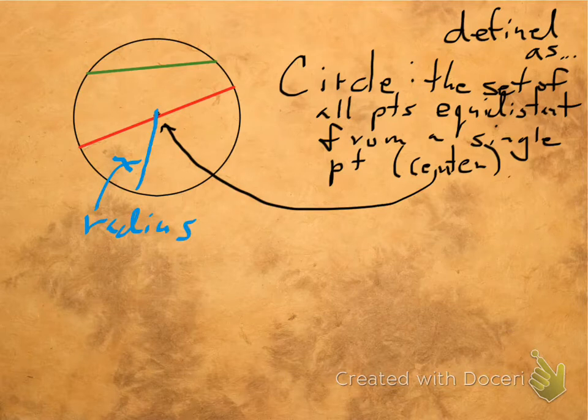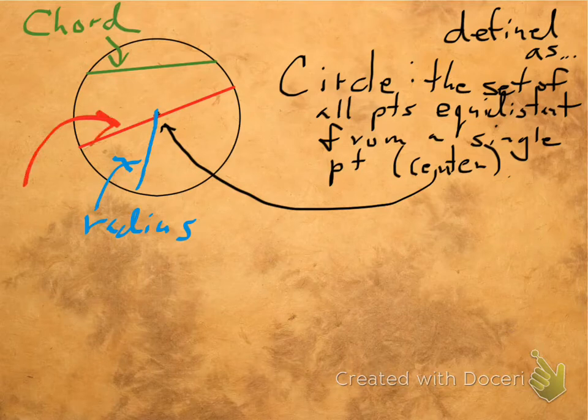There's another term. You've probably seen it, but you probably don't necessarily remember it. Any line that cuts across a circle from one edge of the circle to the other is called a chord. Not to be confused with a chord in music where you play multiple notes at once. This is a chord, a mathematical term for a segment that goes from one side of the circle to the other. Now, the longest of all the chords is called the diameter.